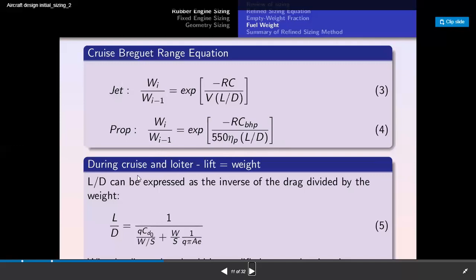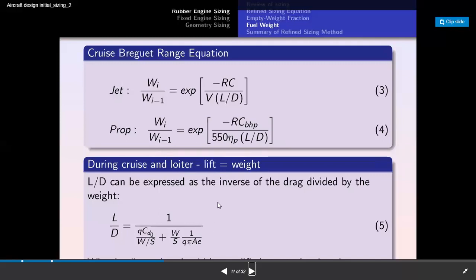During cruise and loiter, lift is equal to weight. So therefore, L by D can be expressed as the inverse of drag divided by weight. So therefore, L by D is taken as 1 by Q CD naught W by S plus W by S 1 by Q by AE.